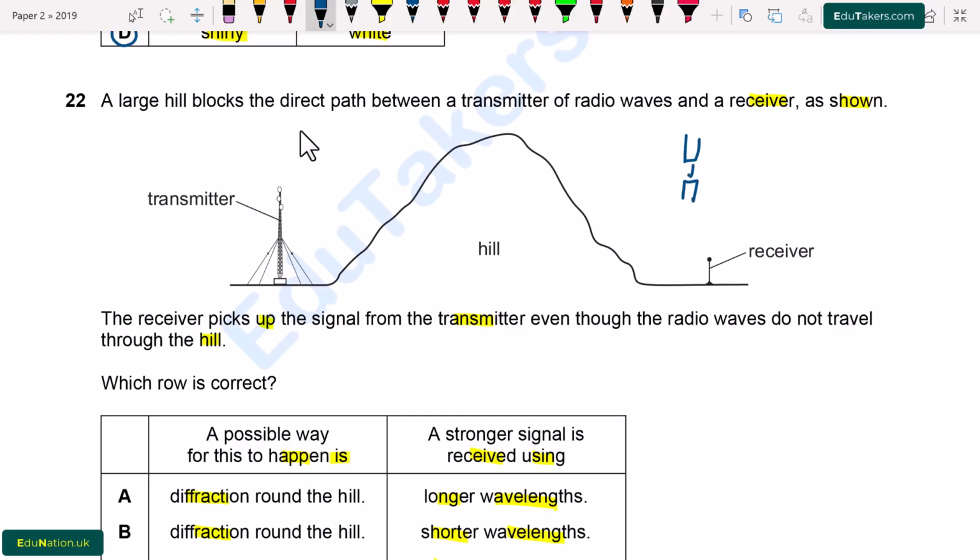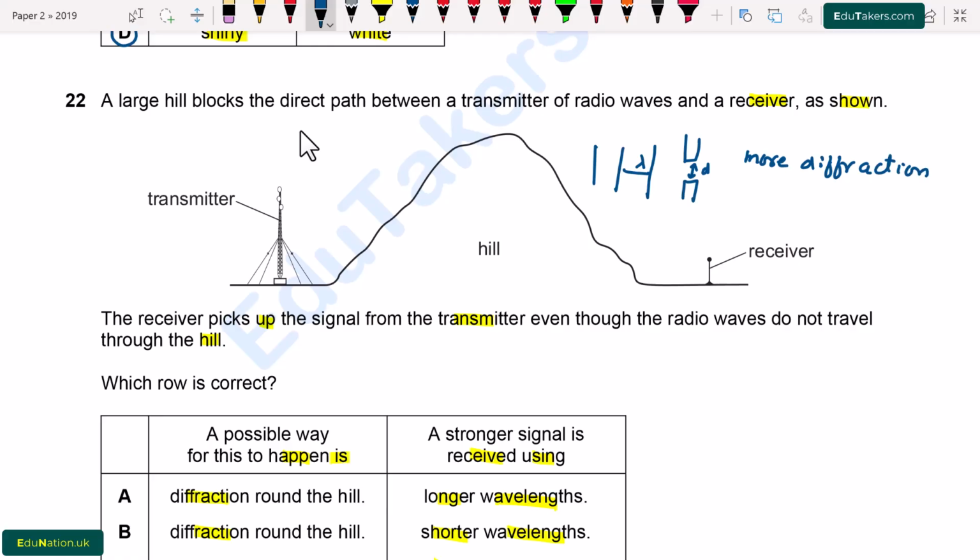This is the separation. I represent it with D. And there are the waves that are approaching towards the slit. Here we can see that the wavelength is larger as compared to the separation of the slit. So there will be more diffraction. It means that wavelength should be longer.